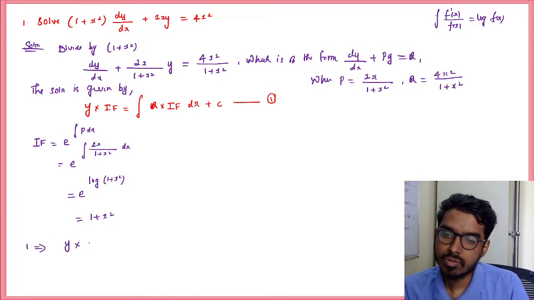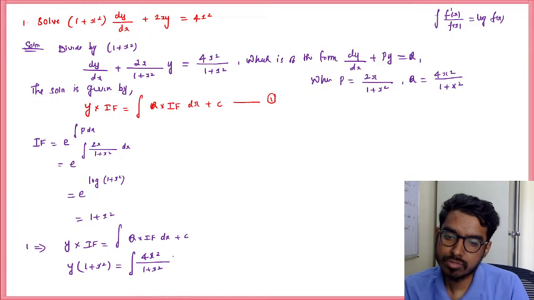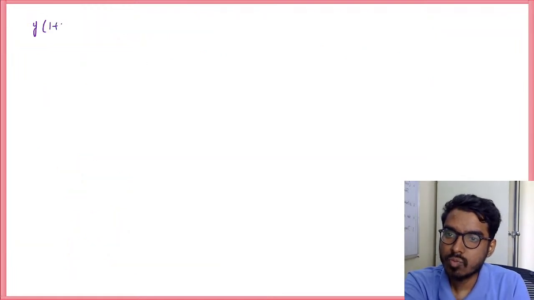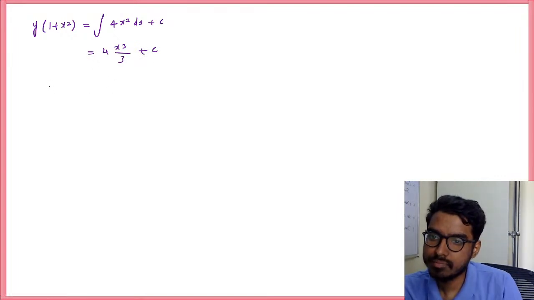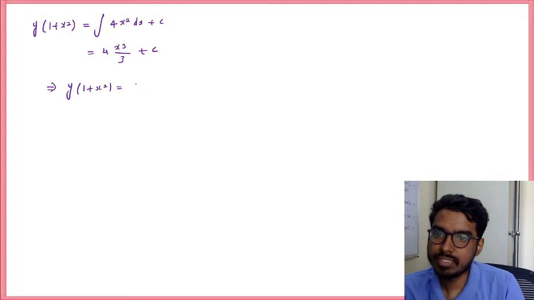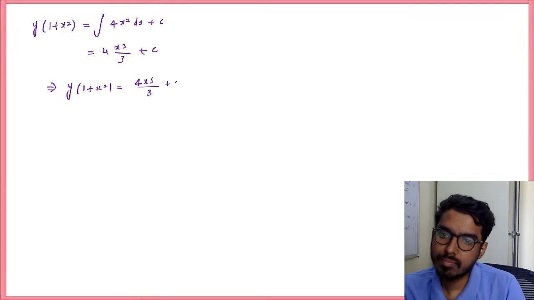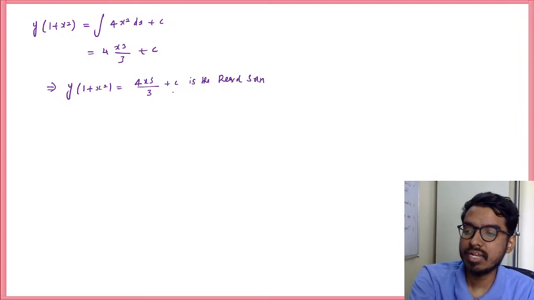Substitute back in 1. Y into integrating factor is equal to integration of q into integrating factor dx plus c is the solution. So y into integrating factor, which is 1 plus x square, is equal to integration of, so what is q? Q is 4x square by 1 plus x square into integrating factor dx plus c. These two will get cancelled. So we have y into 1 plus x square is equal to integration of 4x square dx plus c, right? So this will be 4 into integration of x square, which is x cube by 3. So y into 1 plus x square is equal to 4x cube by 3 plus c, the required solution. So y is equal to 4x cube by 3 plus c divided by 1 plus x square, right?